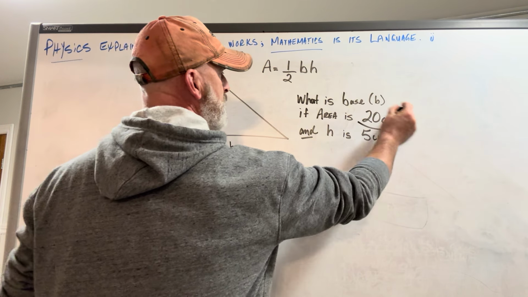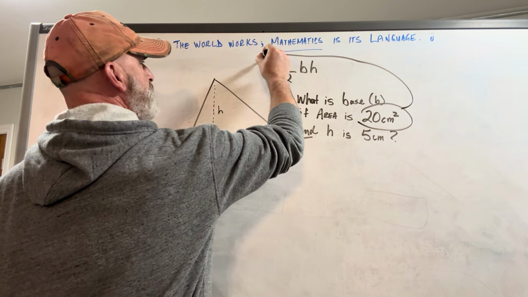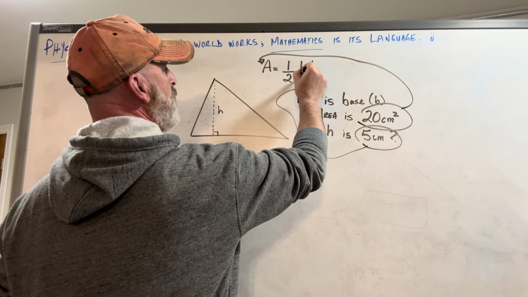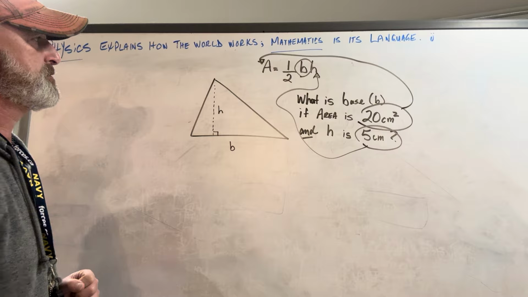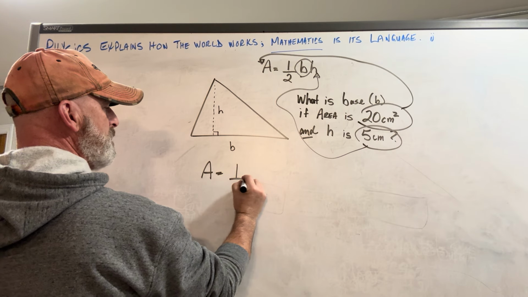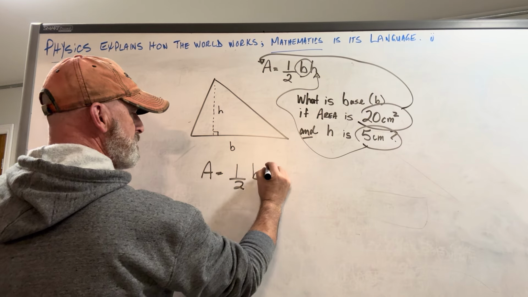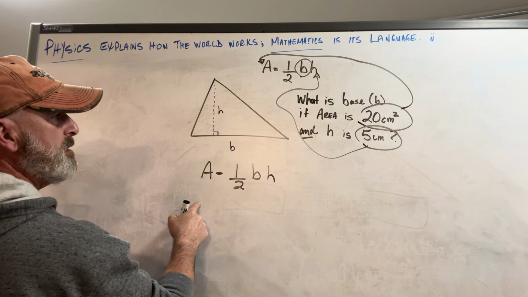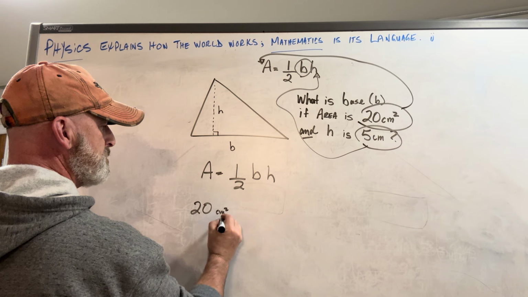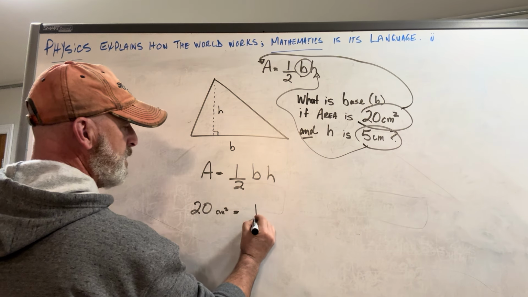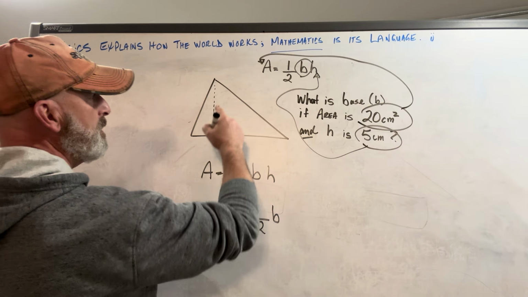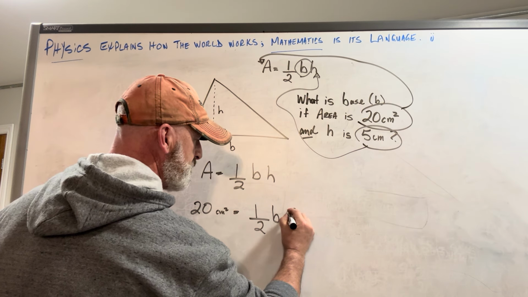Again, the area is right here. Height is right here, and all we need is the base. So let's write the equation down. Area is 1/2 the base times the height. The area, we know, 20 centimeters squared, equals 1/2, that doesn't change. The base is what we're looking for, and the height is 5.